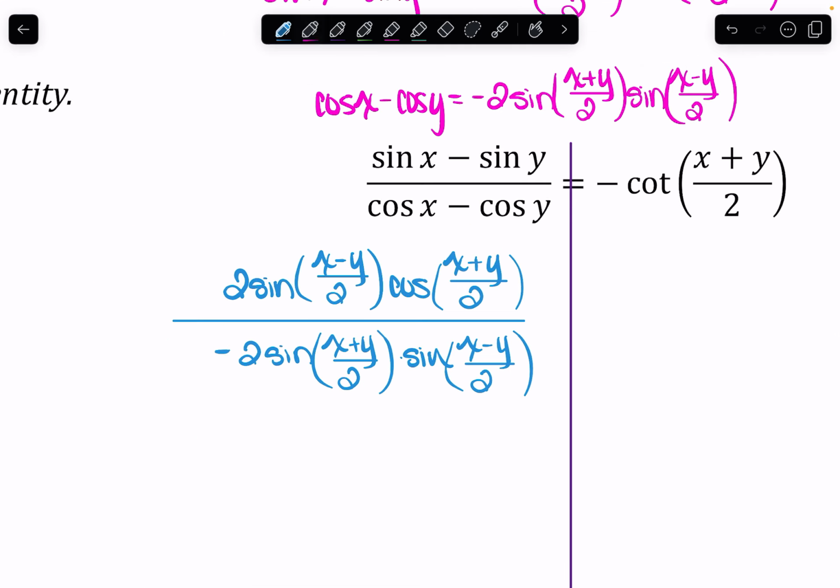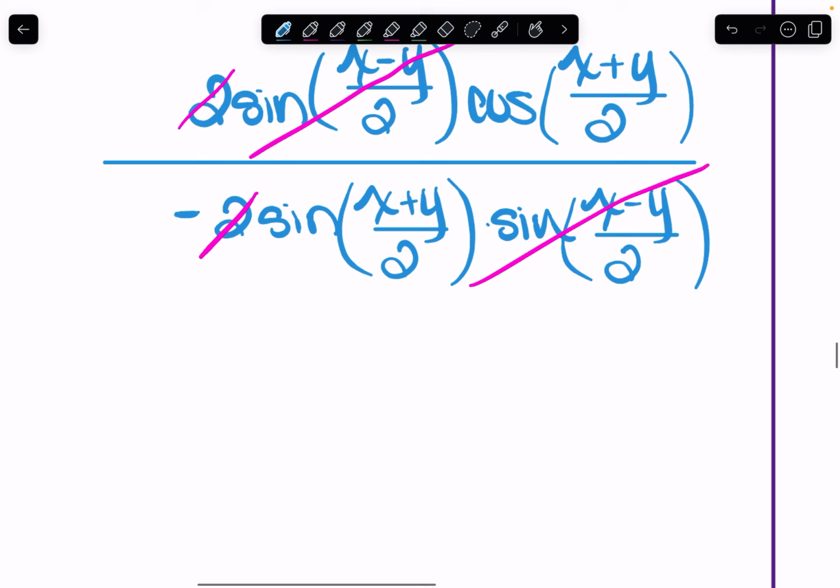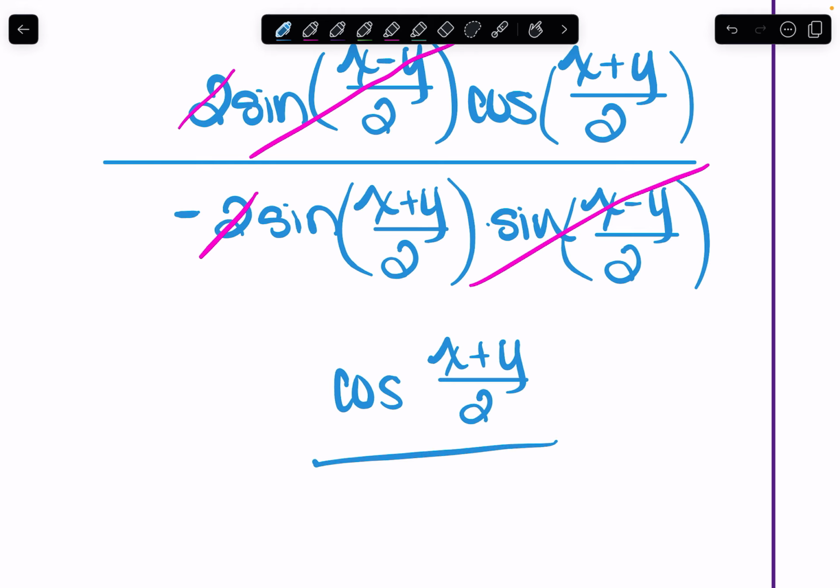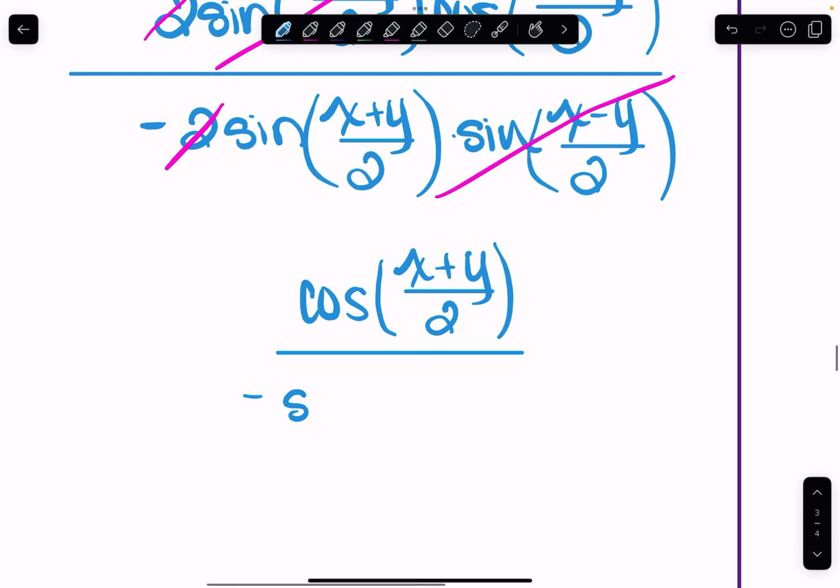All right, so if we look at this, 2's are going to drop, so the negative doesn't, but the 2's do, and then I've got a sine of x minus y over 2. I also have a sine of x minus y over 2 in the bottom. They're just not directly under each other, but they still divide out because the order you multiply in does not matter. So I am left with that cosine of x plus y over 2, and then sine, or negative sine technically, of x plus y over 2.